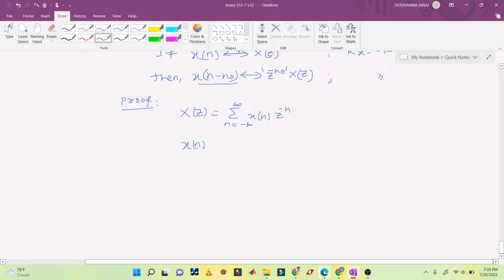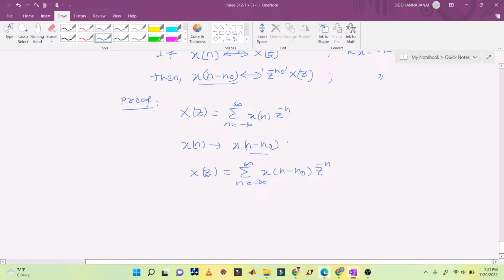Now x[n] is replaced by what? x[n] is replaced by x[n minus n naught]. So we'll write it as the summation from n equal to minus infinity to plus infinity of x[n minus n naught] z to the power minus n. We are not replacing wherever n is there. We are delaying the input, not the output.